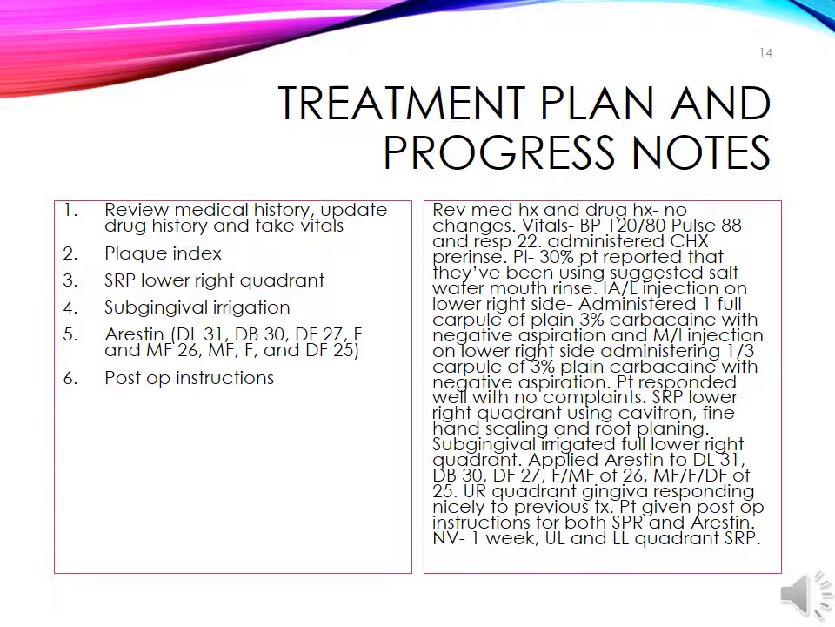Upper right quadrant gingiva responding nicely to previous treatment. Patient given post-op instructions for both SRP and Arestin. Next visit in 1 week, upper left and lower left quadrants of SRP.